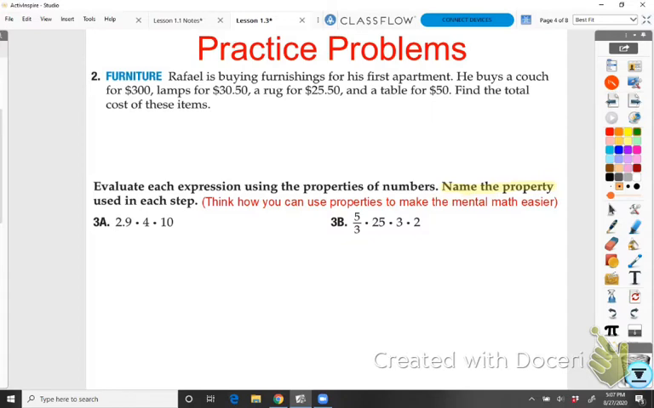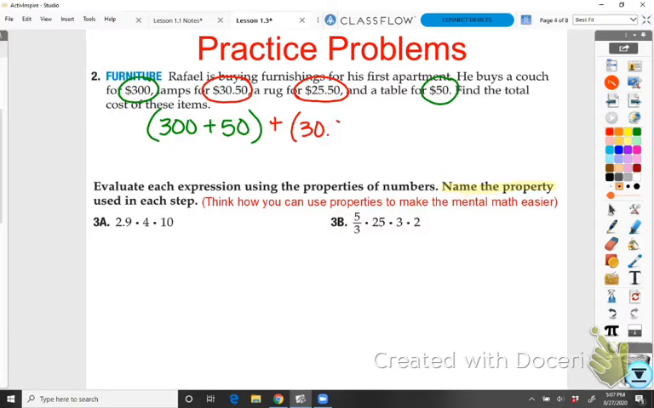So I'm going to pair the 300 and the 50 together. So I'm going to say 300 plus 50. I'm going to group those. And then the other ones with the 50 cents, because I know 50 cents and another 50 cents makes $1, so that's easy to group. $300 plus 50, that's nice and quick, $350.